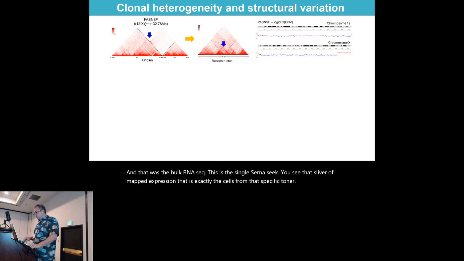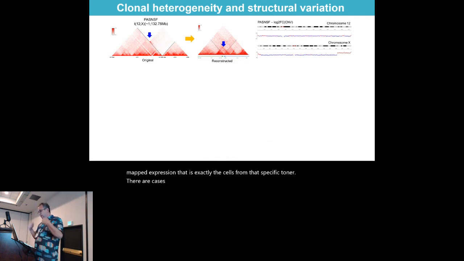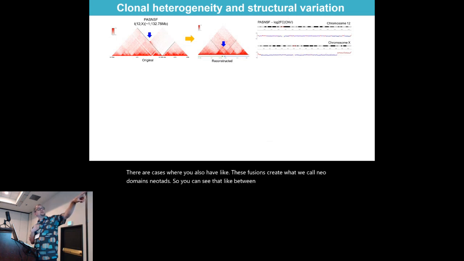There are cases where these fusions create what we call neodomains, neo-TADs. So you can see that between chromosome X and 12, that translocation leads to the creation of a new topological domain.